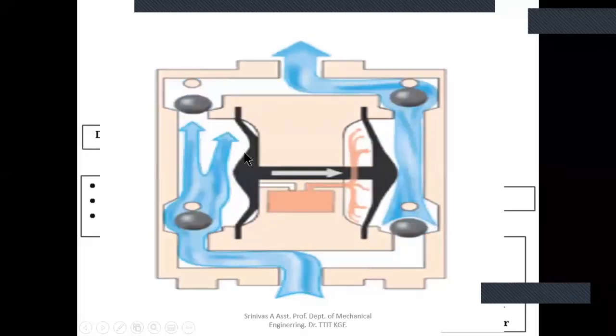Like this, if they are having two sets, then if one side is inlet, this is the suction stroke, this will be the delivery stroke, and when this is the delivery stroke, this is suction. Like this it alternates, and then water will be discharged. So this is how the diaphragm pumps work.